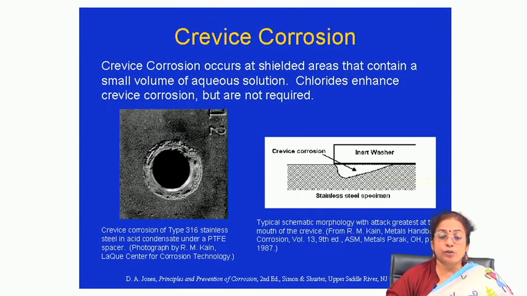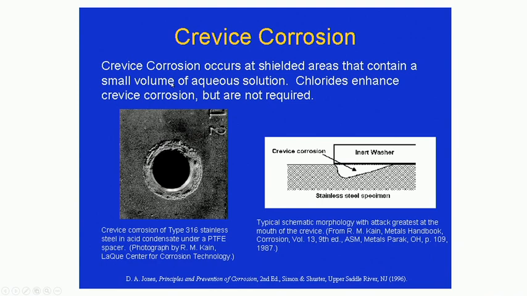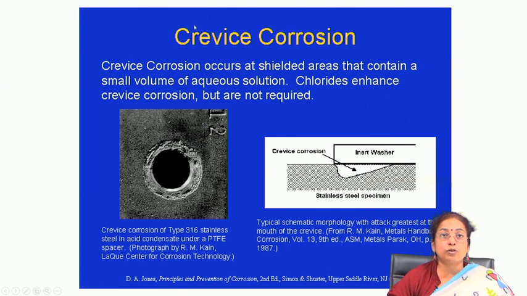Now, the third type of corrosion is crevice corrosion. Crevice corrosion occurs at shielded areas that contain a small volume of the aqueous solution. Usually it is aggravated when there is chloride in the environment, but chloride is not necessary. As with galvanic corrosion, the initiation mechanism is galvanic attack, because inside the shielded area the air concentration is much lower than outside the shielded area.